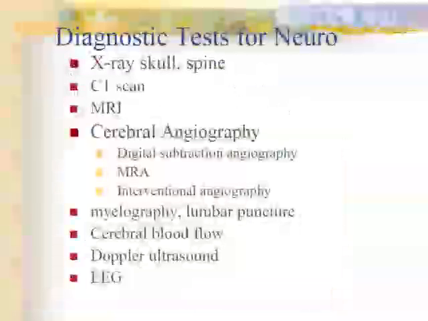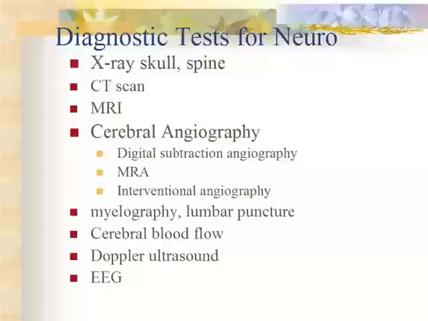X-ray of the skull or spine, CT scan, MRI, magnetic resonance imaging, and that's all very basic. Cerebral angiography can also be done, where they inject a dye and look at the circulation. Digital subtraction angiography will take out any distortions that might be there. And then you've got magnetic resonance angiography that can be done, and interventional angiography. And we'll talk about some of those when we do our case studies.